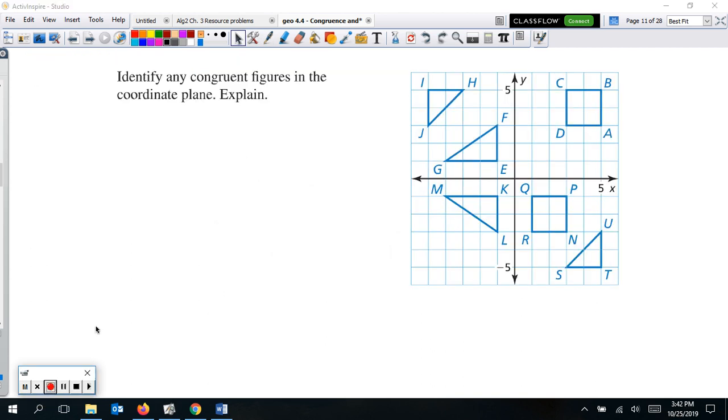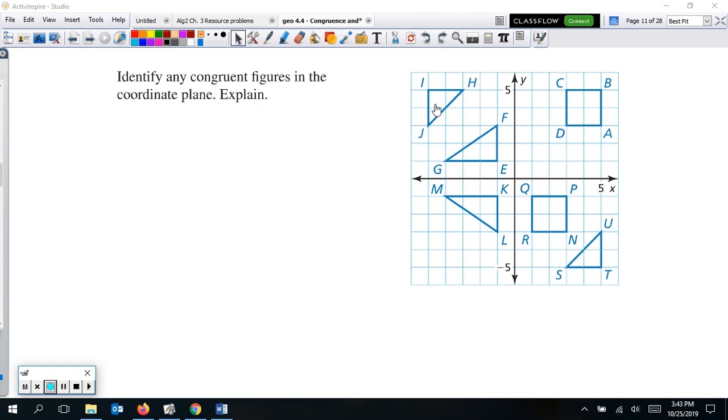Okay, so here's an example. You do not need to write this down. Let's just go ahead and watch this. It says identify any congruent figures in the coordinate plane. You can kind of see what they are here. You can see obviously these 2 squares here are congruent figures. They're the same size, the same shape. You have these 2 triangles right here. So EFG and KLM, these are 2 congruent ones. And then these triangles here also same size, same shape.